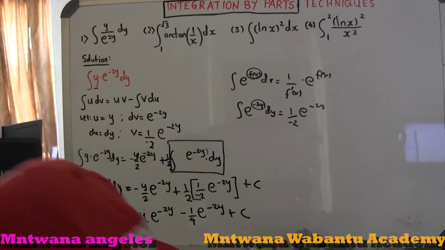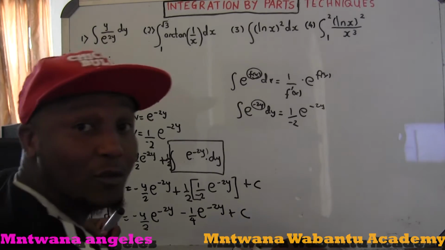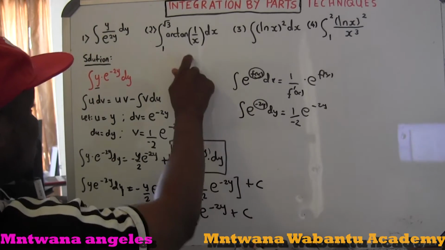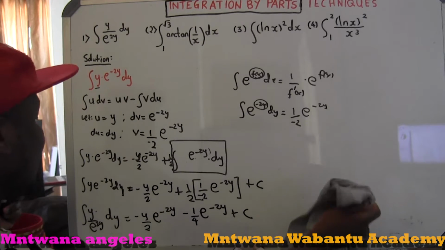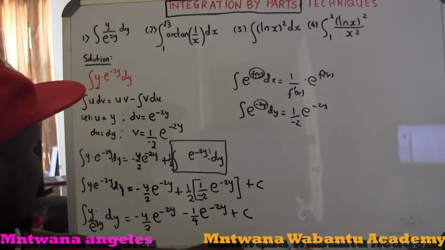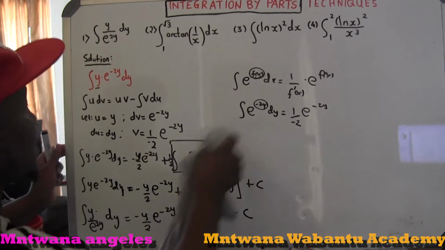So now question number 1 is done, so we go to question number 2. We go to this question here, so I'll just erase this part, we don't need it anymore. So it's done, that's the final answer. So we go for the second part.